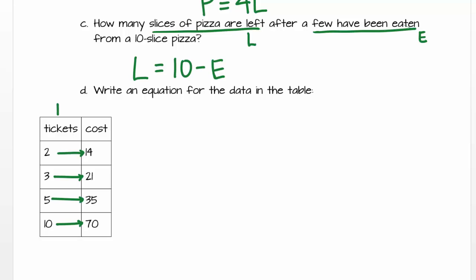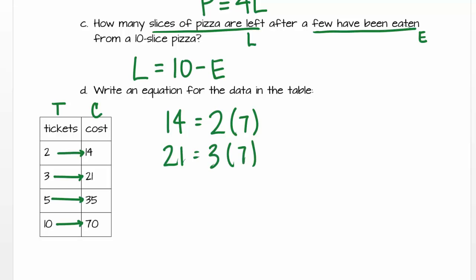So again, to find your variables, the two things we don't know are the number of tickets and the total cost. And we have, for the first one, the cost is 2 tickets times the $7. Next one, $21 would be 3 tickets times the 7. So we're going to replace the T and the C here. So the total cost equals 7 times however many tickets I buy.